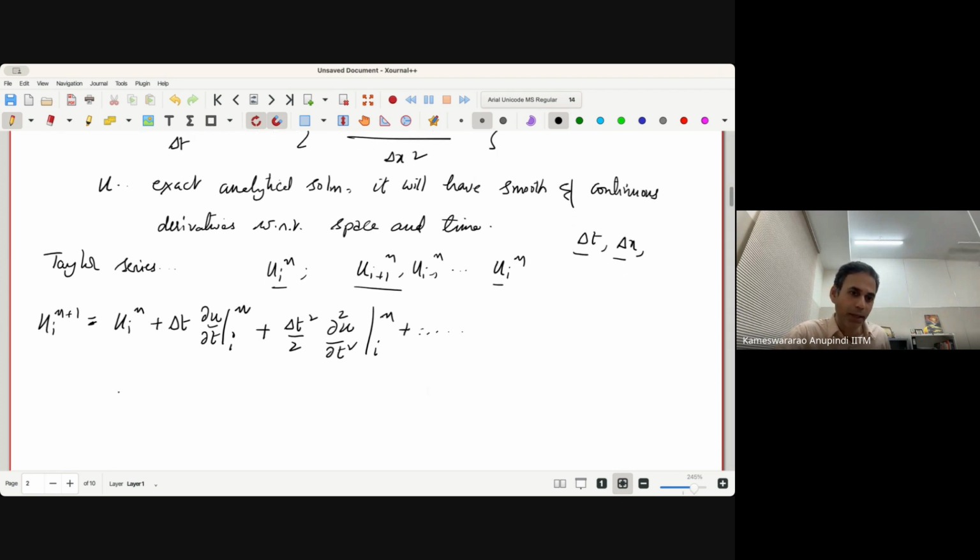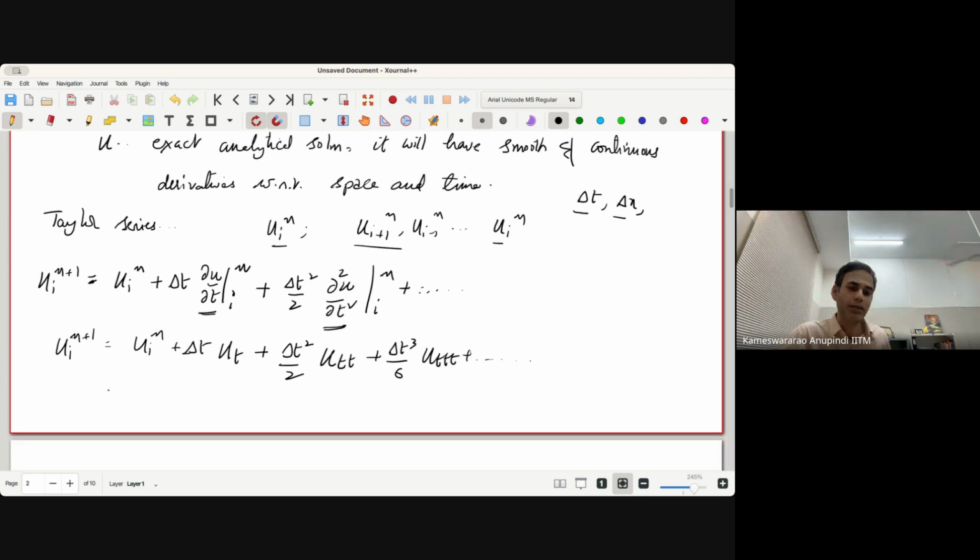But I want to slightly rewrite this so that the convention will be easy for us. So u_i^(n+1) equals u_i^n plus delta t times u sub t. I'm going to write dou u by dou t as u sub t, which is partial u upon partial t. It's a small notation to make things easier. Then delta t square by 2 u sub tt, which is the same as dou square u by dou t square, plus delta t cube by 6 u sub ttt, and so on. So that is the convention I'm following.